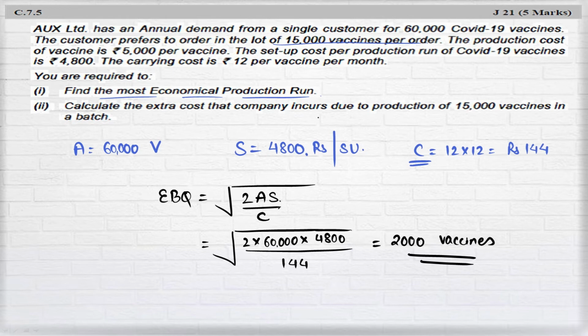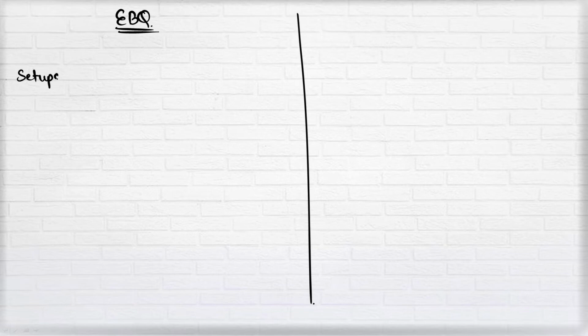Calculate the extra cost that the company incurs due to production of 15,000 vaccines in a batch. See, the customer is purchasing vaccines, so he would be finding out his economic ordering quantity, and his economic ordering quantity is 15,000 vaccines. So he wants to purchase only if you supply in 15,000 vaccines. So what will be the extra cost? If you manufacture in economic batch quantity, you will have setup cost and carrying cost. Sir, we will not have purchase cost? Yes, we will have it, but it is irrelevant for decision making because it will remain the same in both cases. So it is not important.